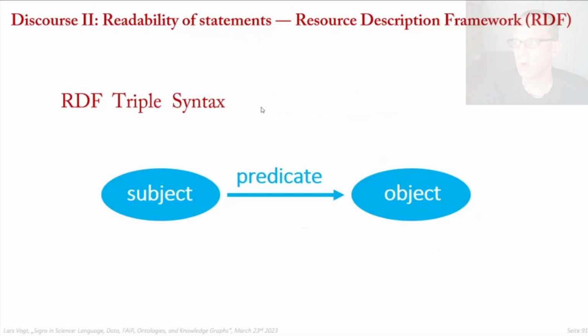And core to RDF is the so-called triple syntax, where we have three elements: a subject, a predicate, and an object that form basically a statement. So we have three positions here: a subject position, a predicate position, and an object position. And the subject is always a URI, the predicate is always a URI, and depending on the type of predicate, we distinguish URIs or literals as objects.